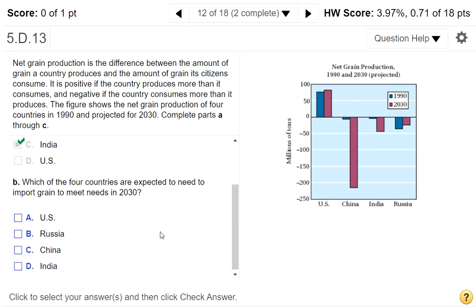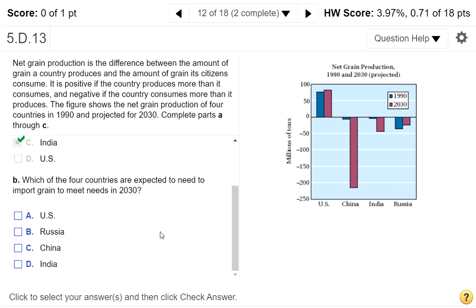Which four countries expect to need to import grain to meet needs in 2030? So China has a large negative value for the 2030 category. So China is expected to import grain. India is expected to import grain, and Russia is expected to import grain.